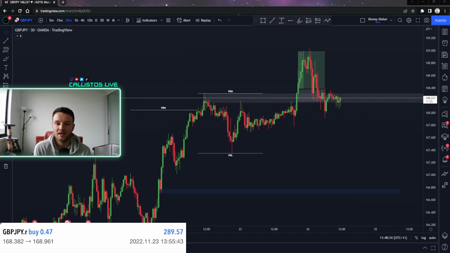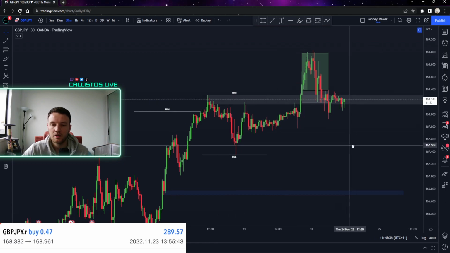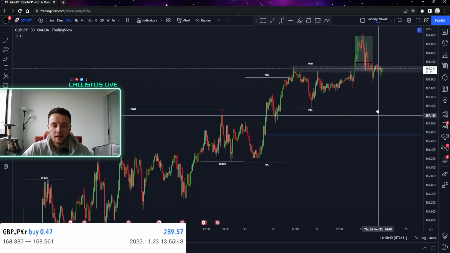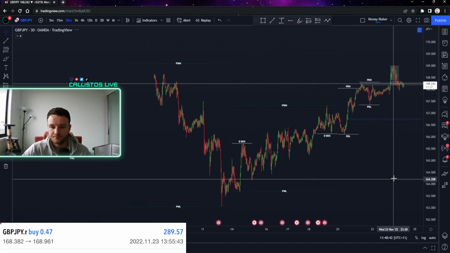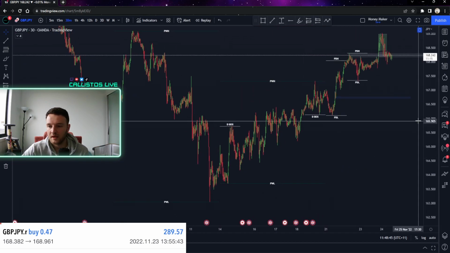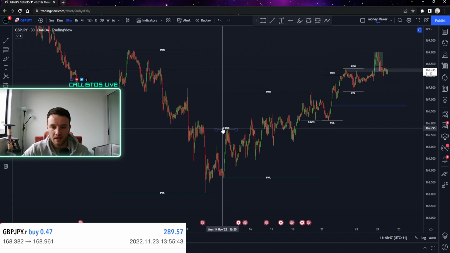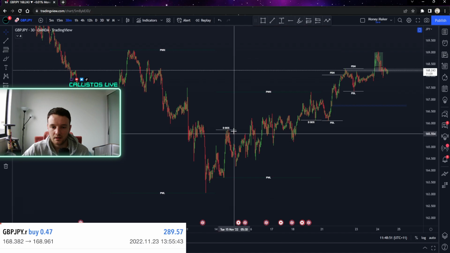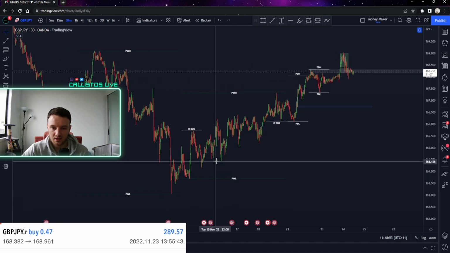This trade was taken last night during London session on GBP JPY. If we zoom out, we can see from this point here, we have a daily break of structure, as you can see that I've marked out, right? Price was in a downtrend. We broke out of that daily structure and we started trending to the upside, right?